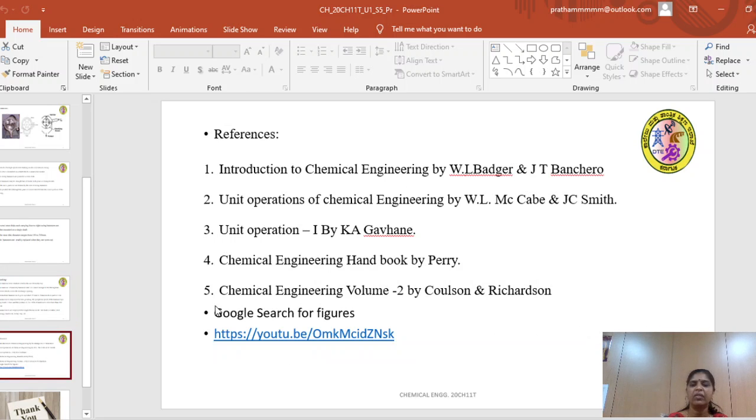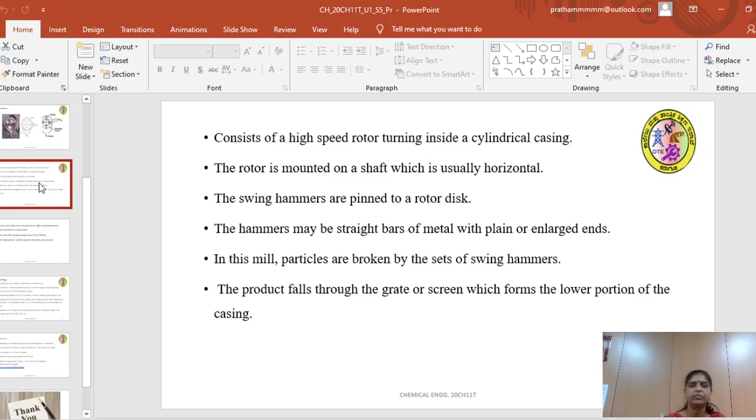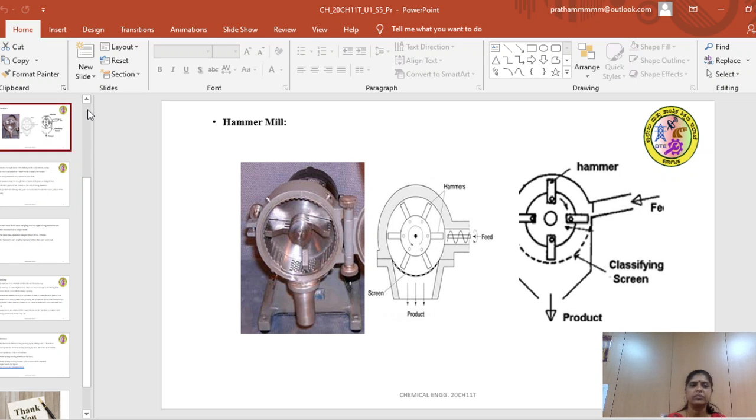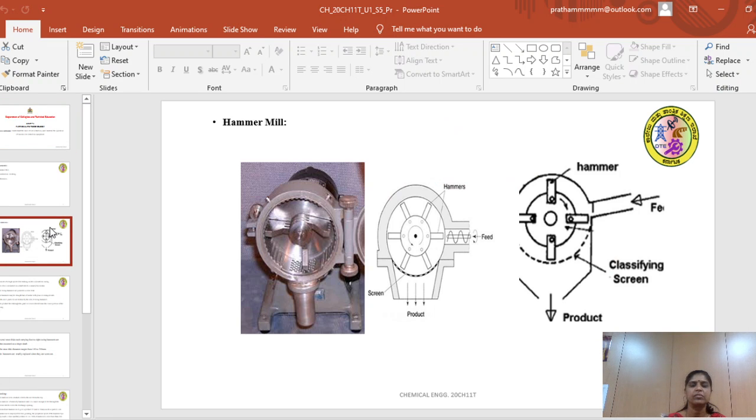So the books, the best book for you is Unit Operation 1 by K. Gavane. Just recall the explanation which I have told you by looking at the diagram.